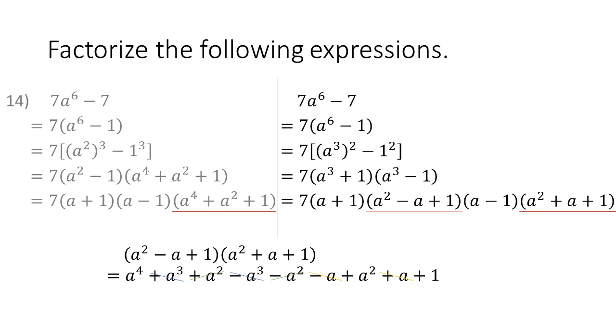After that, we cancel out the same terms with opposite signs. Obviously, a to the power of 4 plus a squared plus 1 is obtained. Therefore, the right part is the final answer.